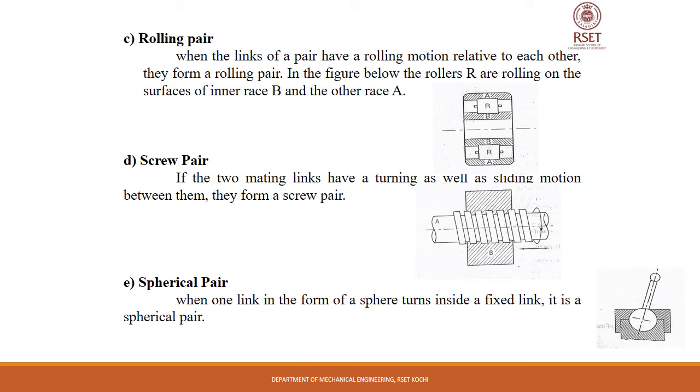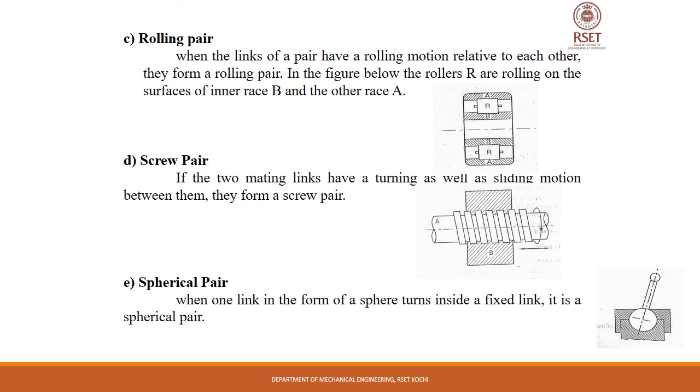Now about rolling pair. When the links of a pair have a rolling motion relative to each other, then it forms a rolling pair. You can see here two surfaces, A and B, and the roller R. The roller R is rolling on the surfaces of inner race B and outer race A. That figure represents a roller bearing.